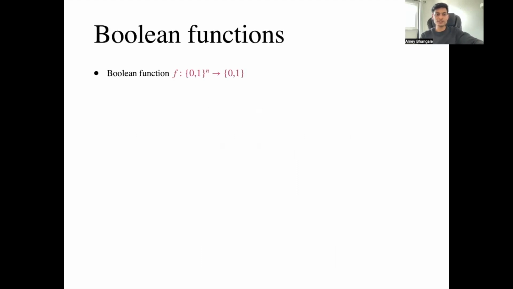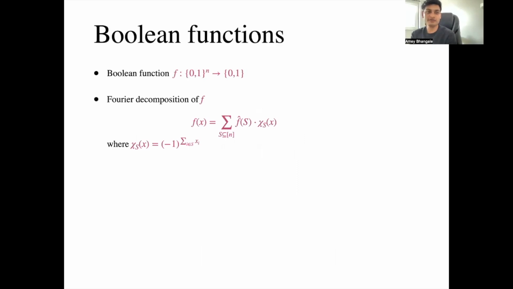So a Boolean function is a function that maps {0,1}^n to {0,1}. And we have this Fourier decomposition of a function where we have a Fourier coefficient for every subset of [n], and the Fourier decomposition of a function is unique. And these chi_S are called characters, which are just (-1) to the parity of the x_i's, where you just sum the x_i's from the set S. And a function f is called a linear function if f(x) is (1 minus the character chi_S)/2 for some subset S.